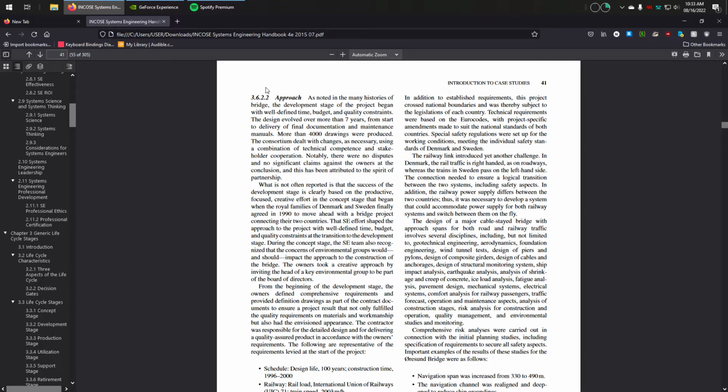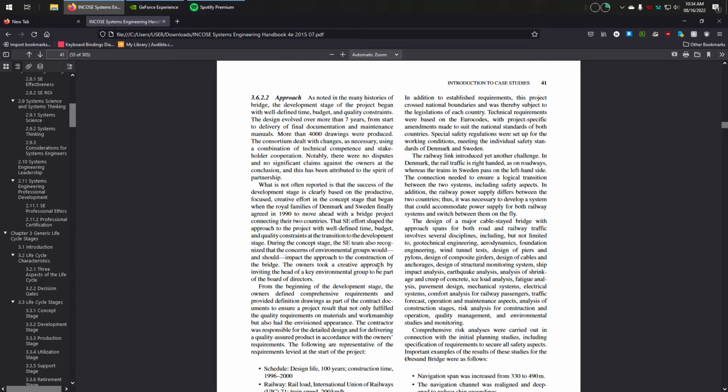What is not often reported is that the success of the development stage is clearly based on the productive, focused, creative effort in the concept stage that began when the royal families of Denmark and Sweden finally agreed in 1990 to move ahead with a bridge project connecting their two countries. That SE effort shaped the approach to the project with well-defined time, budget, and quality constraints at the transition to the development stage. During the concept stage, the systems engineering team also recognized that the concerns of environmental groups would, and should, impact the approach to the construction of the bridge.